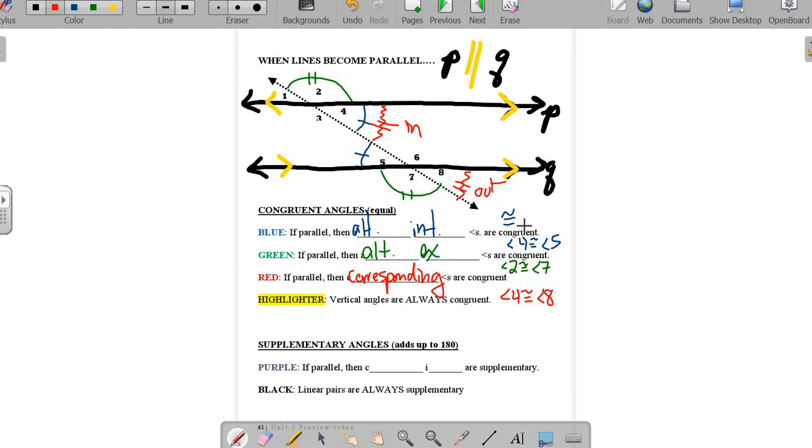Now, what kind of angles are also always congruent? Notice this list is all kinds of angles that are congruent or equal to each other. Vertical angles are always congruent, even when lines aren't parallel. Vertical angles are what are called bow tie angles. So an example of vertical angles would be angle 2 and 3, directly across from each other. Those are always congruent.